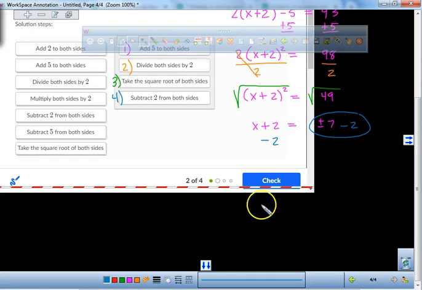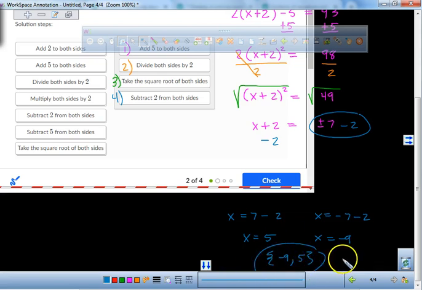Now, it didn't even ask us for our solutions, did it? If you wanted to know, our solutions would be 7 minus 2, and the other solution would be negative 7 minus 2. That's where the plus or minus comes in. So our actual solutions, which you don't need to know for this problem, are x equals 5 and x equals negative 9. That's how you would write it as a solution set.